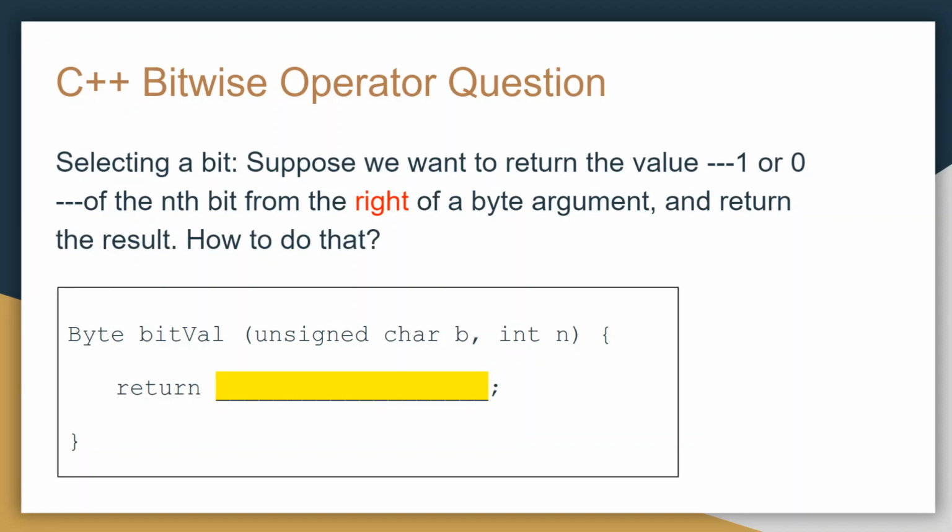Okay, so now C++ bitwise operators: selecting a bit. Suppose we want to return the value 1 or 0 of the nth bit from the right of a byte argument and return the result. How would we do that? Once again, I would suggest pausing the video. I'm just going to move forward, but please do try to figure this out on your own, as it will definitely help you with the assignment and with write and read bit. All right, so this is what it would look like. If you did take CSE 30 with us, please feel free to look back at your notes. They might benefit you. And if you have questions about this, please post on Piazza as well. You're also free to look up resources to better understand what bit shifting is and what the operators are.